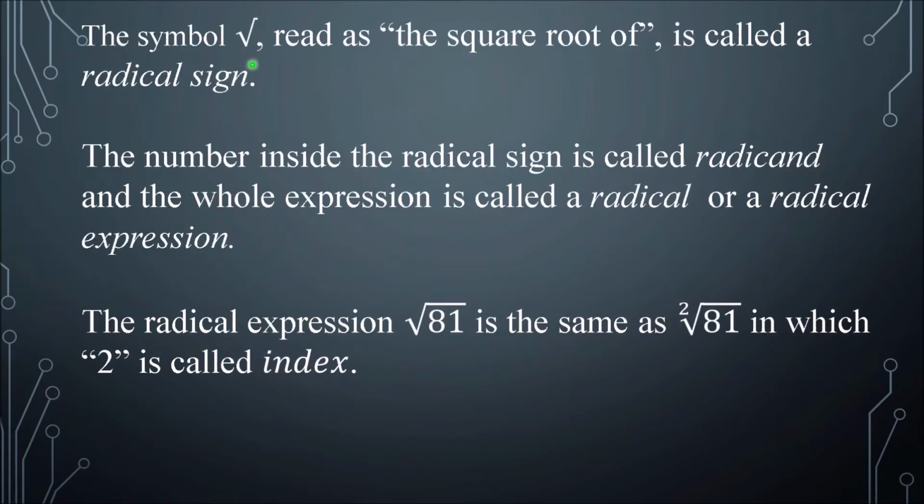Now the symbol read as the square root of is called a radical sign. The number inside the radical sign is called the radicand, and the whole expression is called a radical or a radical expression. The radical expression square root of 81 is the same as square root of 81 with an index of 2. So no need to write 2. It is already understood that there is 2 there.